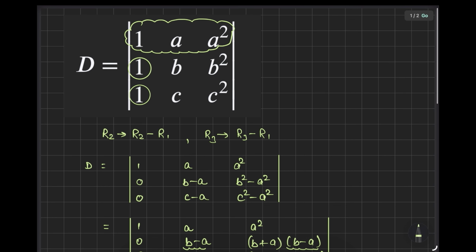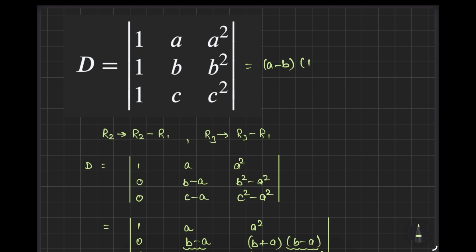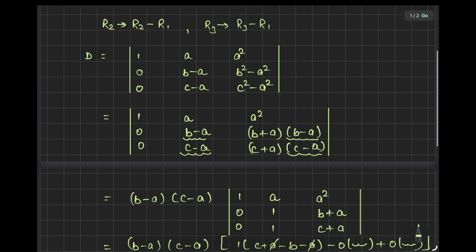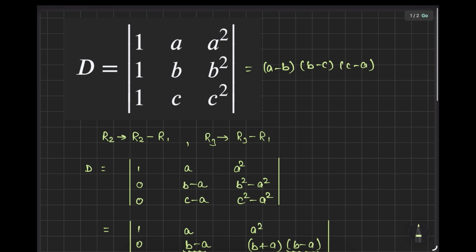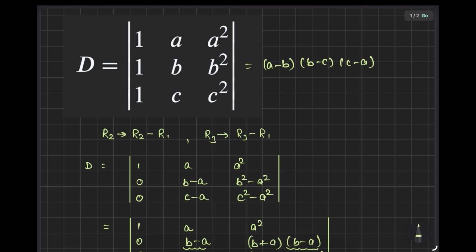So from now onwards, whenever you observe 1 a square, 1 b square, 1 c square, what you have to do, you have to write a minus b, b minus c, c minus a. And right now this is in alphabets, these can use numbers as well. So you have to observe the question. And in the examination you need not do this much labor; you can directly use the result if you remember it.